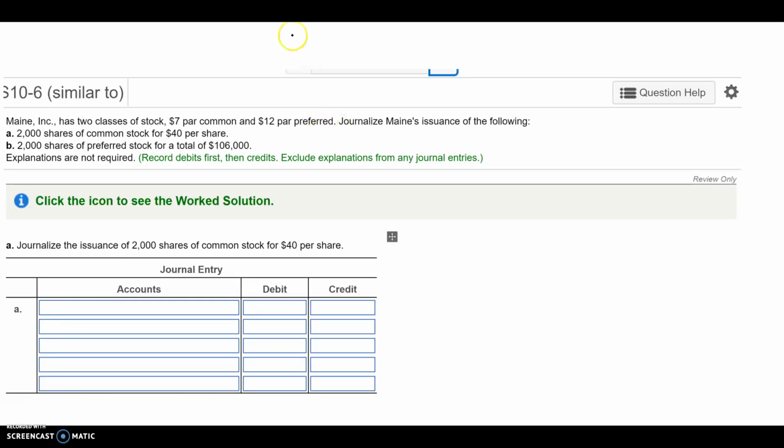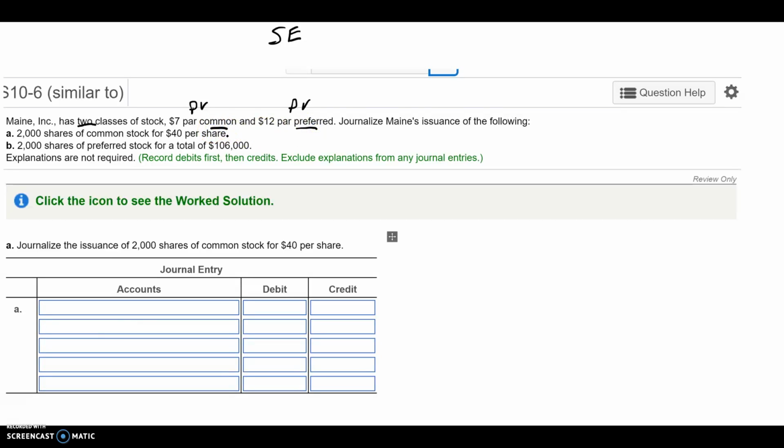Okay, ladies and gentlemen, let's run through some transactions for the equity section, shareholders' equity, and let's take a look at the first one. Take a second to read the question and I'll come back to you in a minute or so, okay? Okay, so we have two classes of stock, common and preferred. The common is $7 par value and the preferred is $12 par value.